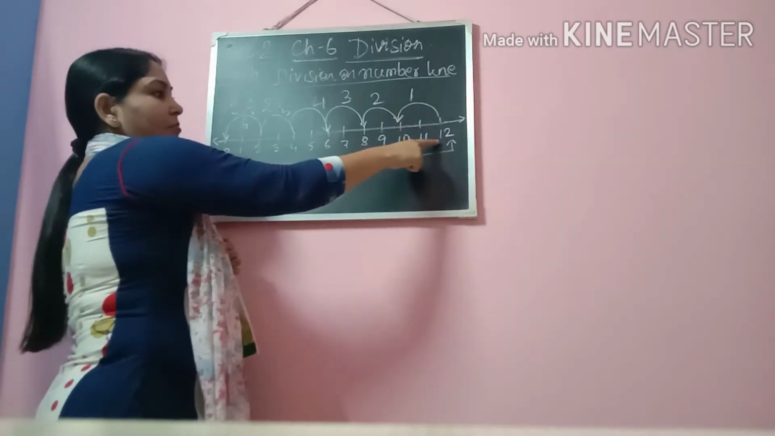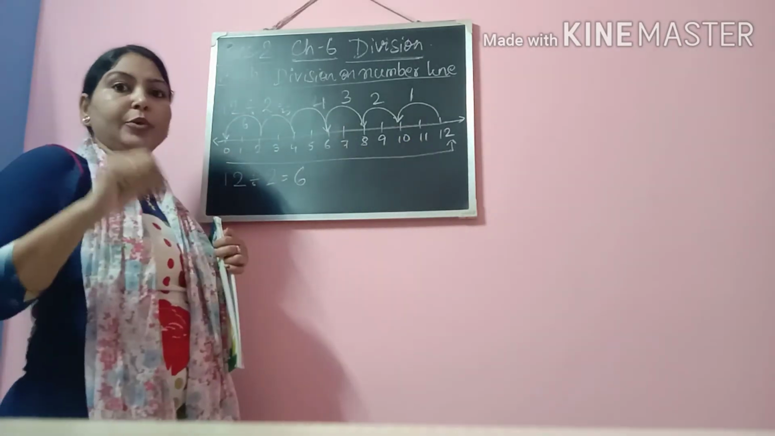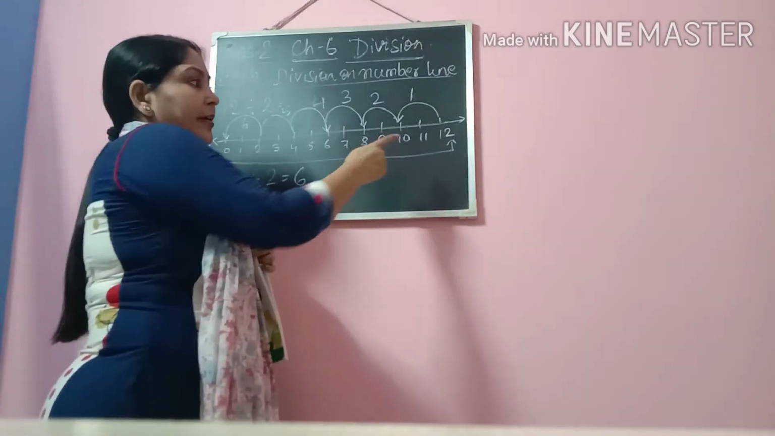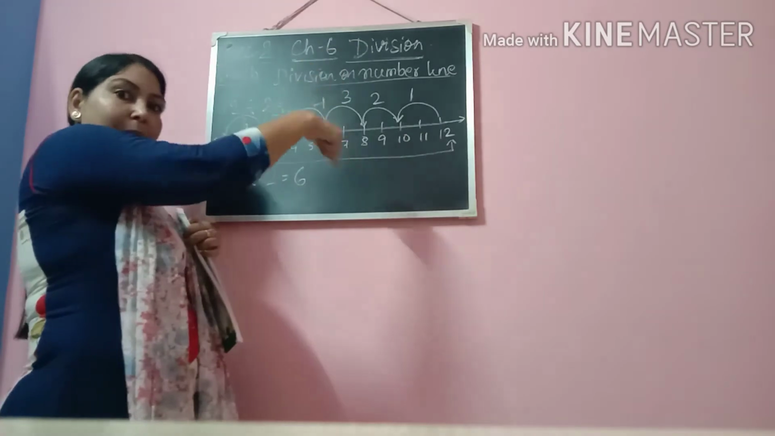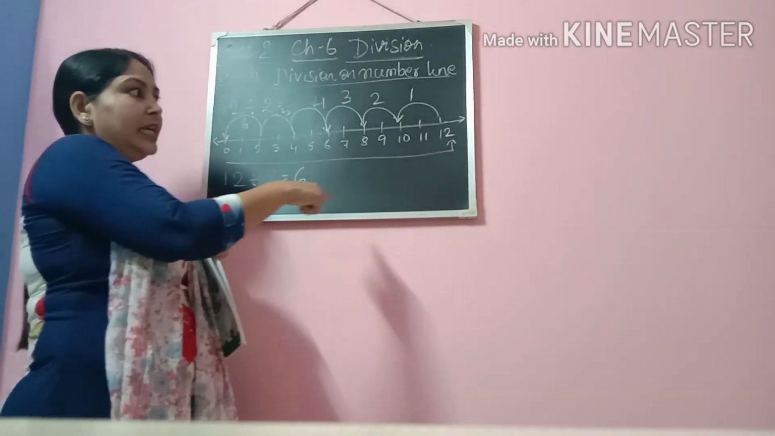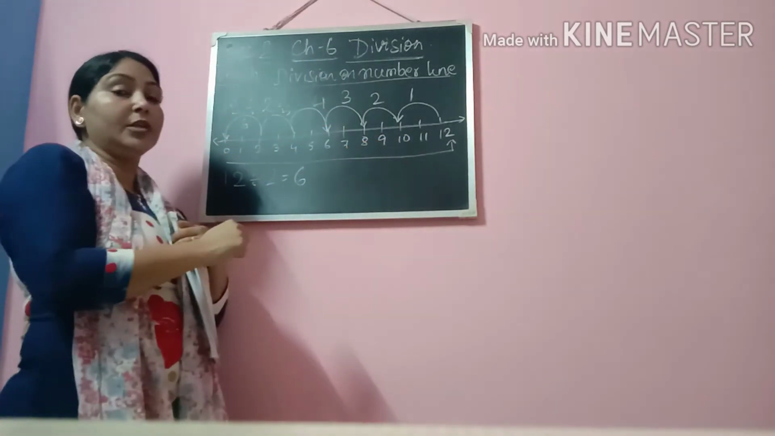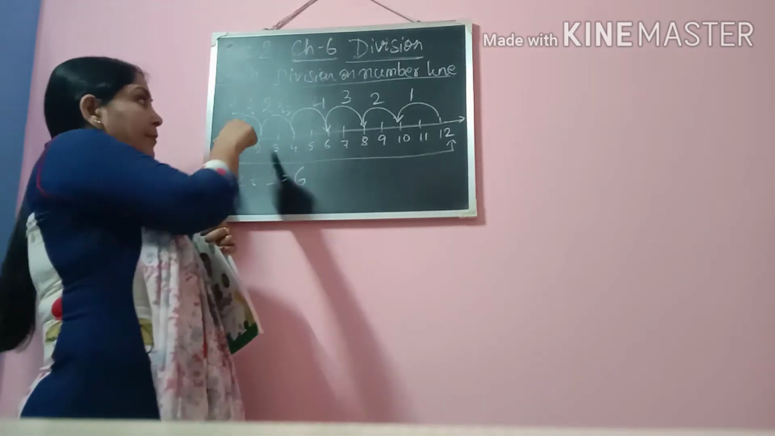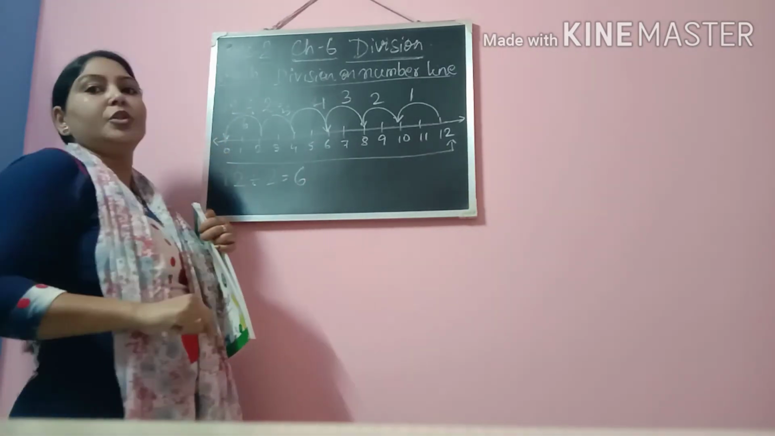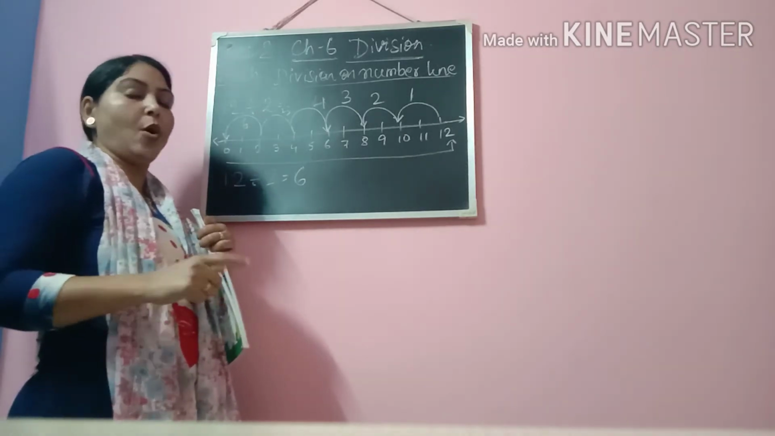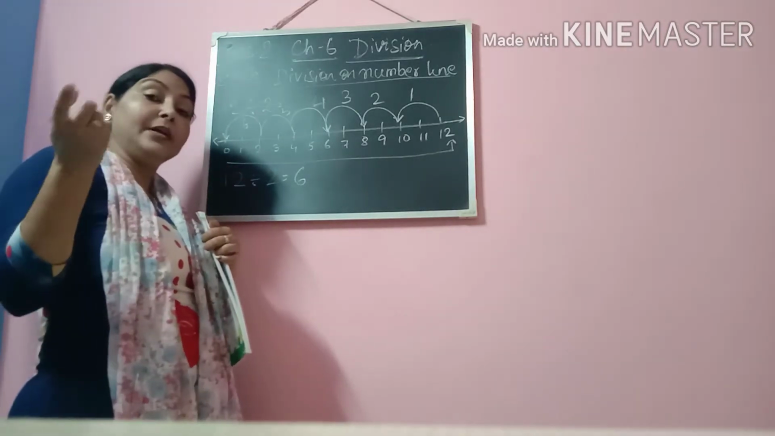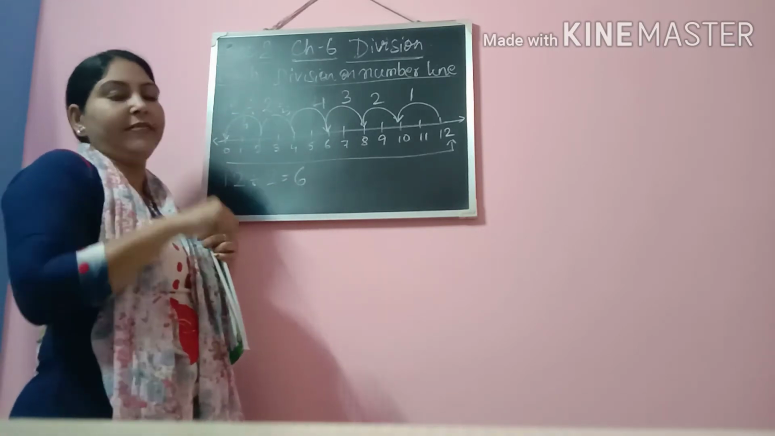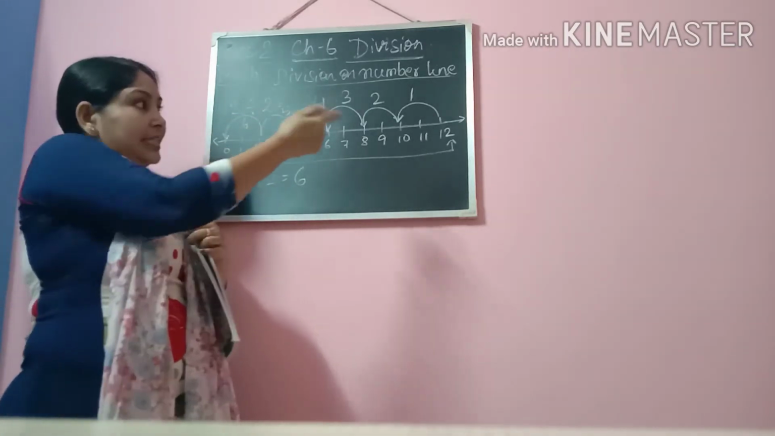So we will start from 12, and we are going to use the concept of skip counting. In skip counting here we are doing backward skip counting. Which number are we going to skip? We are going to skip 2 because 2 is the divisor. Always remember we will skip the divisor. Had it been 3, then we would have skipped 3 numbers.